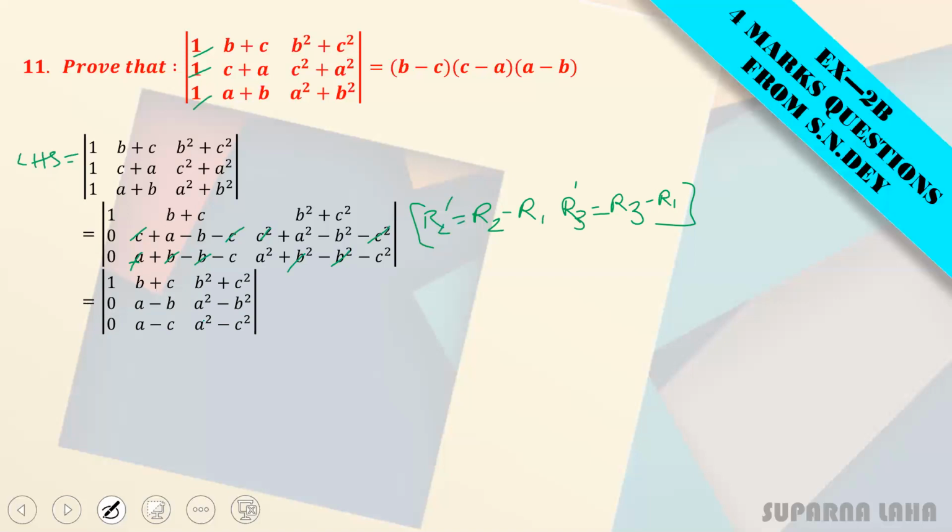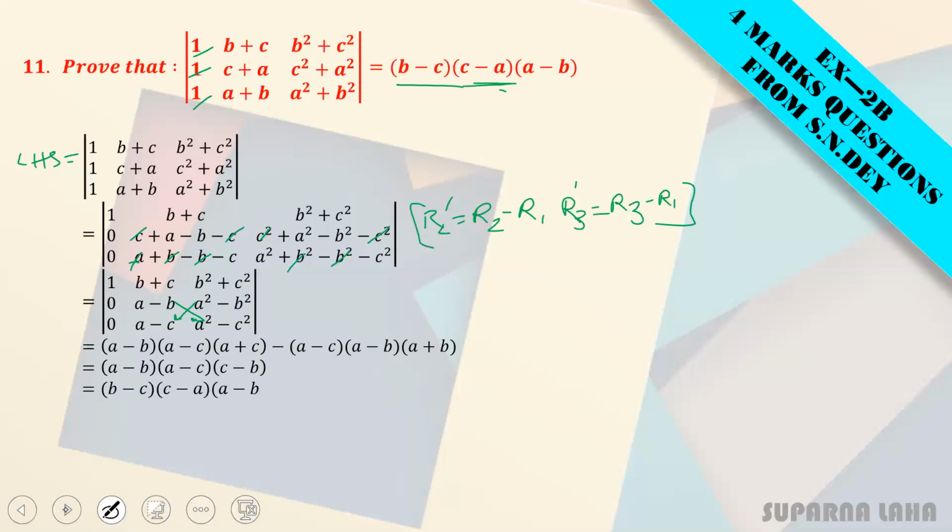Now simply multiply this one with this and minus this with this. Just break this determinant. So a minus b, a minus c into a plus c, since a square minus c square is there, and for a square minus b square, a plus b, a minus b. Now take common this a minus b and a minus c. So you will find another factor is c minus b. Since b minus c is there and this is c minus a is there, so adjust this minus. So this is your right hand side.